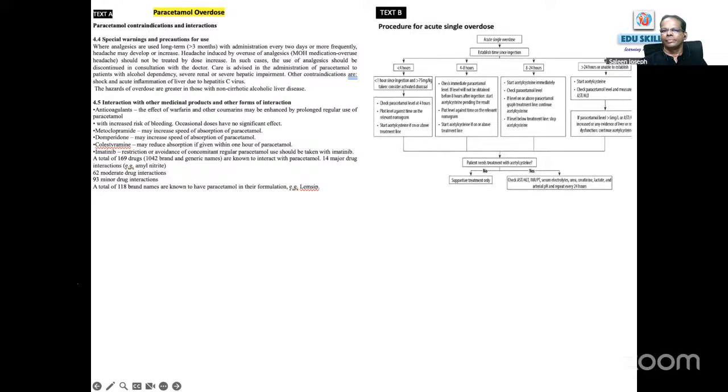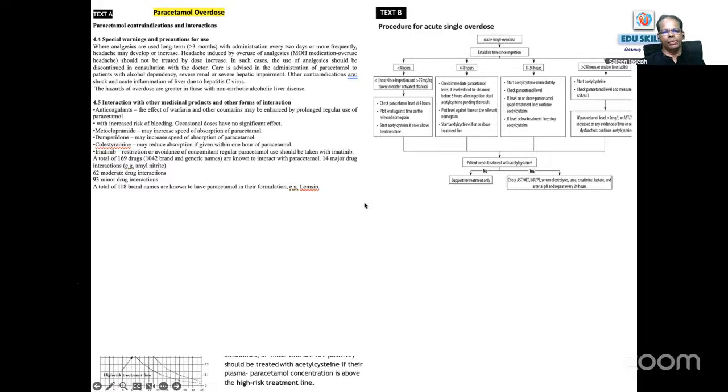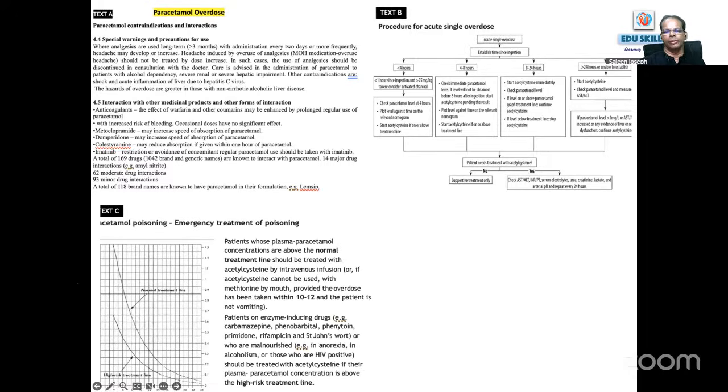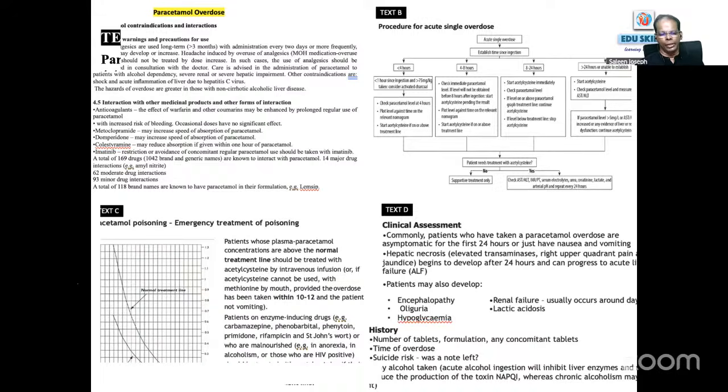Procedure for acute single overdose. Yes. Now, text C: paracetamol poisoning, emergency treatment of poisoning. Just to show you the headings together for all the 4 texts. All these 4 texts have their own headings. Sometimes some people complain there are no headings, but usually authentic materials have the heading most of the time. If you don't have the heading, we'll show you what to do.